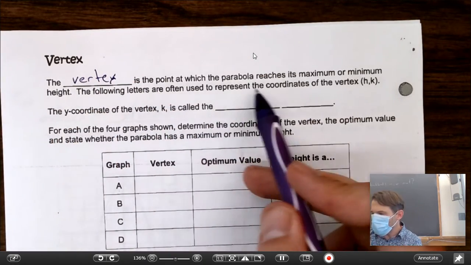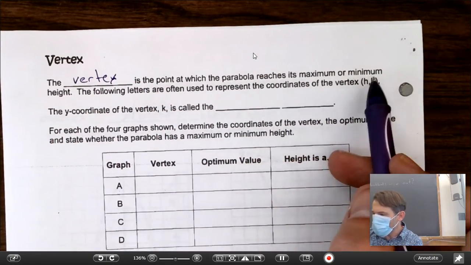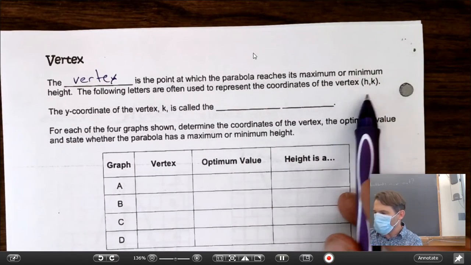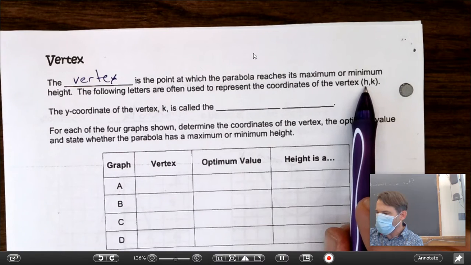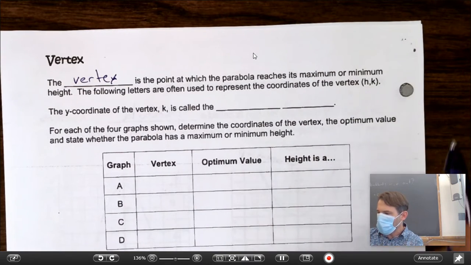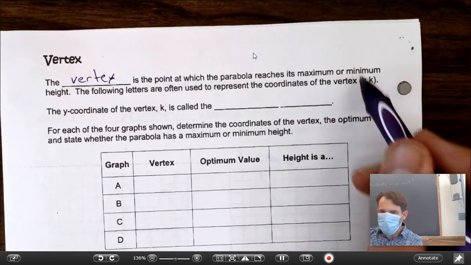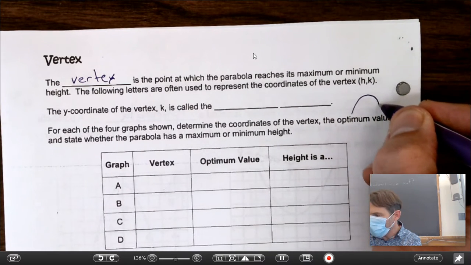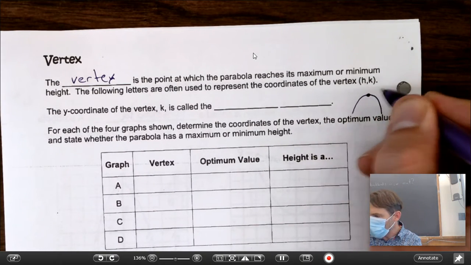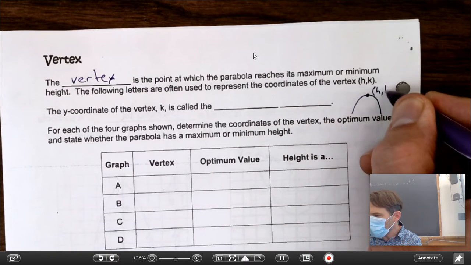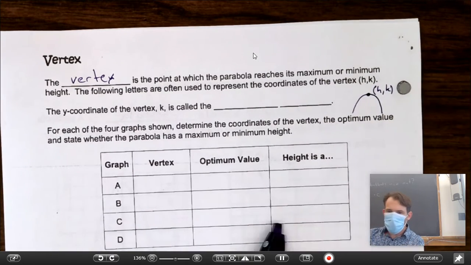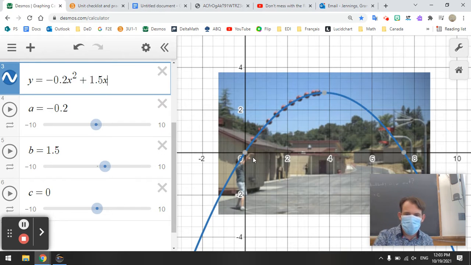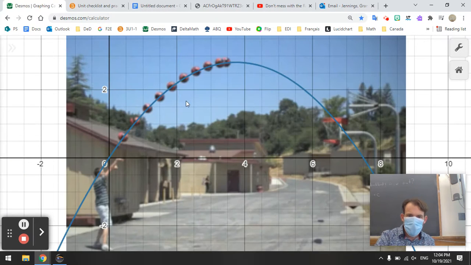The vertex is the point at which the parabola reaches its maximum or minimum height. The following letters are often used to represent the coordinates of the vertex, H and K. So here, I want you to be in the habit of asking, what does that mean? I don't know. Let me draw a parabola. I guess this is the point here, HK. Okay, so let's go back to my picture of a parabola, my perfect basketball parabola here.